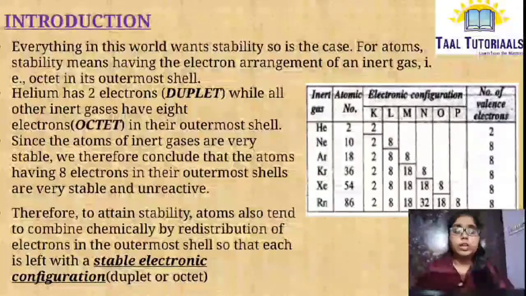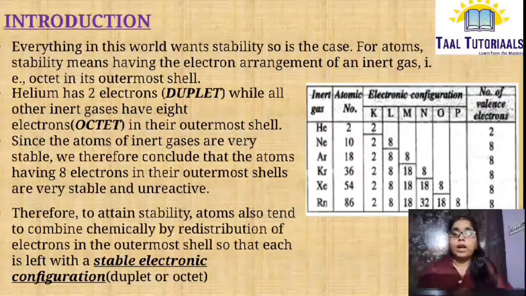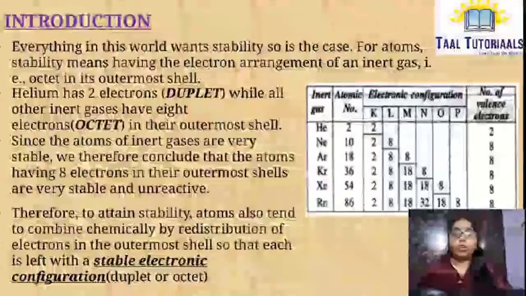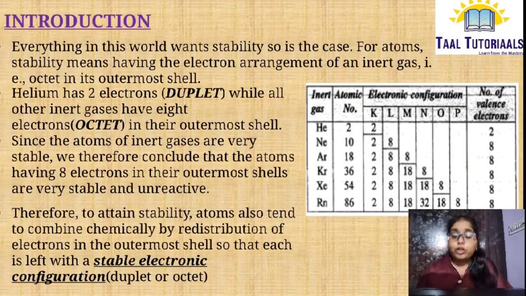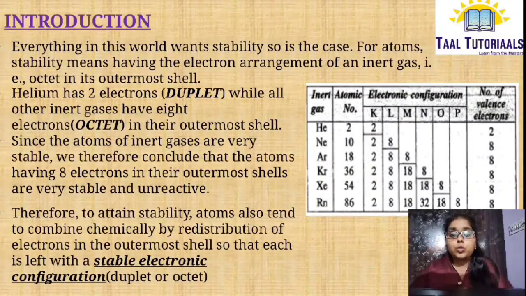Here you can see in the table, there are the inert gases: helium, neon, argon, krypton, xenon and radon. Here we are counting the valence electrons. Helium has 2 electrons in the valence shell. Neon atomic number is 10, but the valence electrons is 8. And all the remaining inert gases have 8 electrons in their outermost shell except helium. Helium has 2 valence electrons.